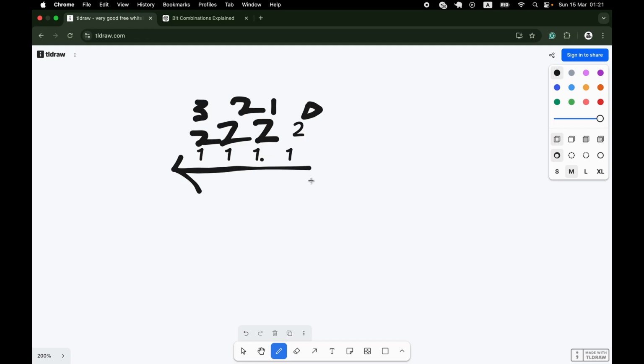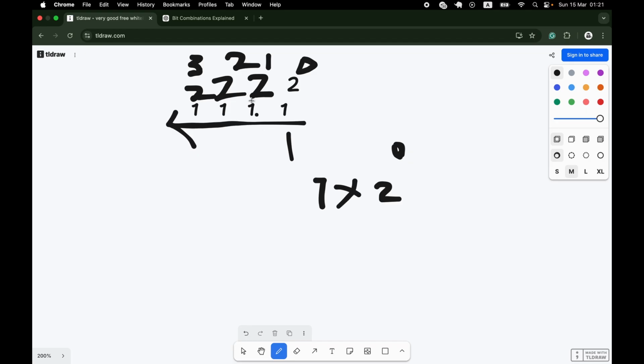So for the first number 1, we multiply 1 by 2 to the power 0. So it's gonna be 1, right? So we will go to the second one. 1 multiplies 2 to the power 1, right? So the resulting value is 2.